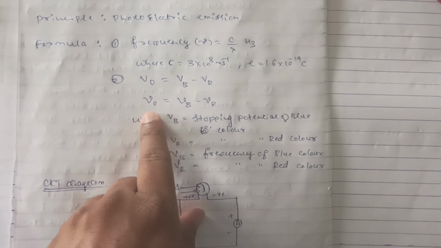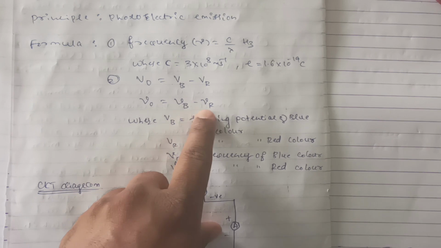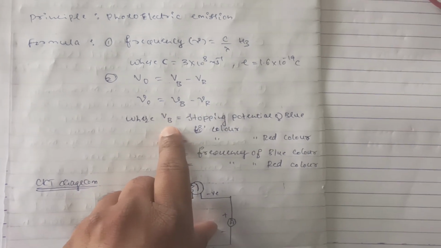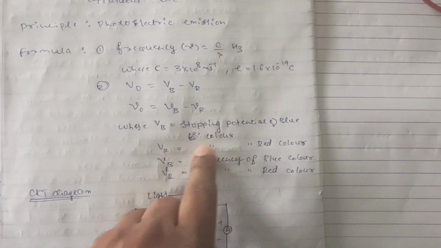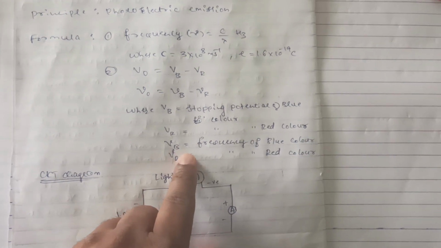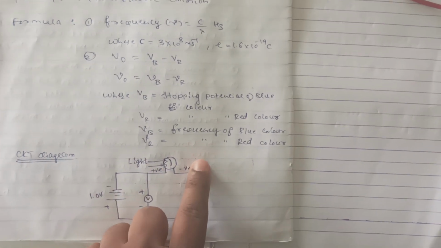Similarly, the frequency nu naught is the same thing: frequency of the blue color minus frequency of the red color. Here, Vb means stopping potential of blue color, Vr means stopping potential of red color, nu b means frequency of blue color, and nu r means frequency of red color.